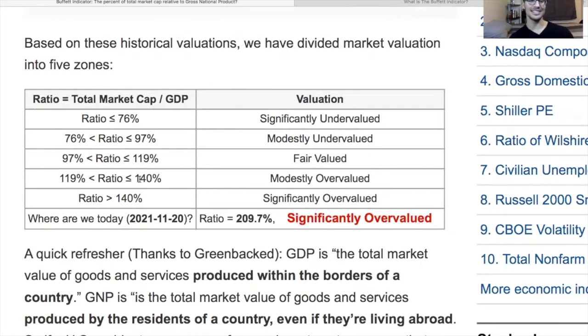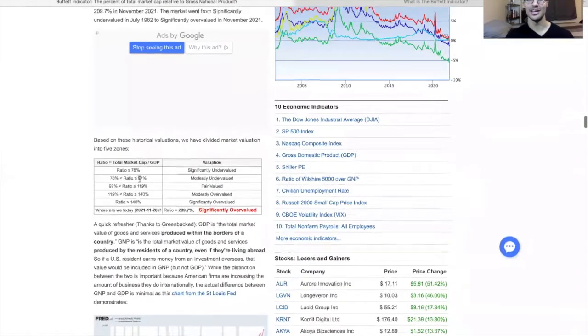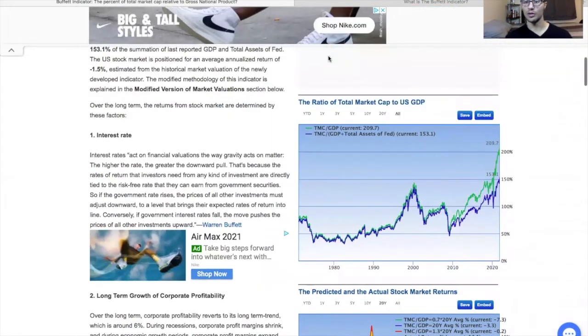And then you've got 119 to 140% being modestly overvalued. And then you've got the ratio being over 140% being significantly overvalued. And so this metric has continued to show extreme measurements over and over and over again, and it's just continued to go higher. So it doesn't necessarily mean that there's going to be an imminent reversal, as we can see over the last several years that this figure has been over 140%.